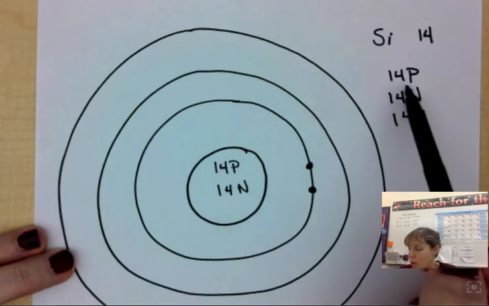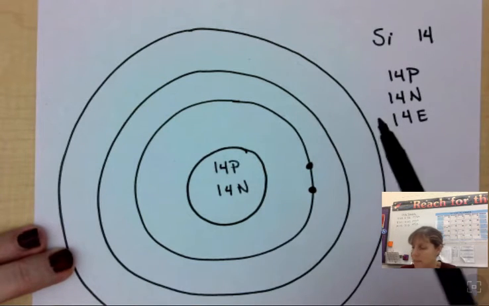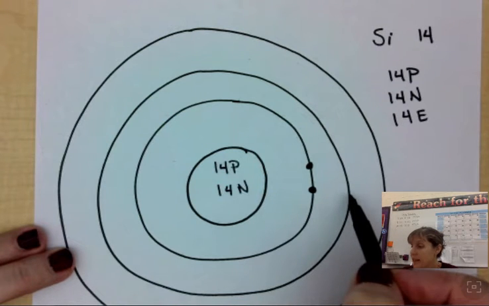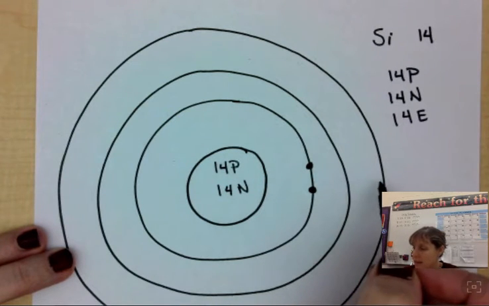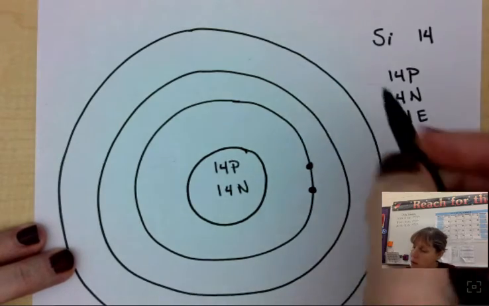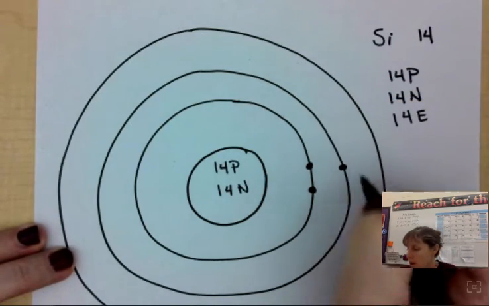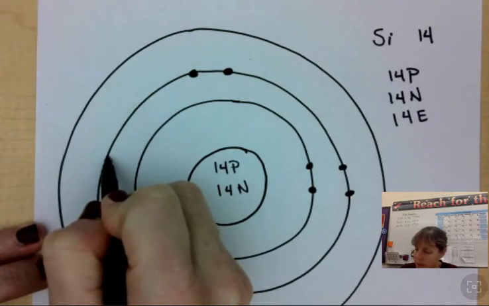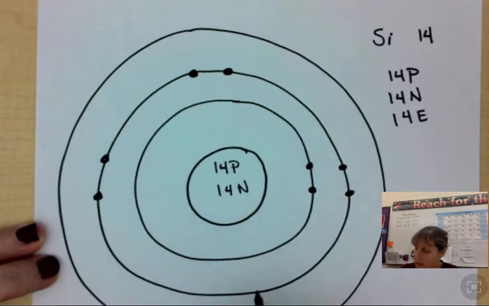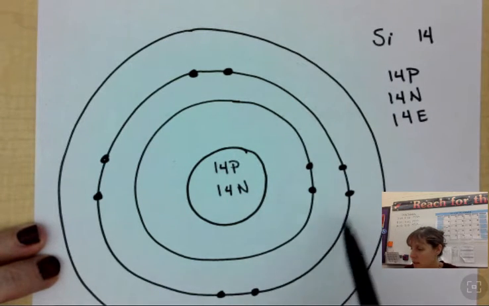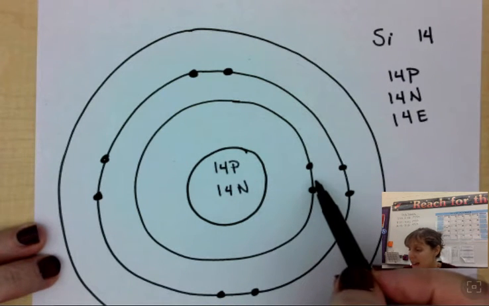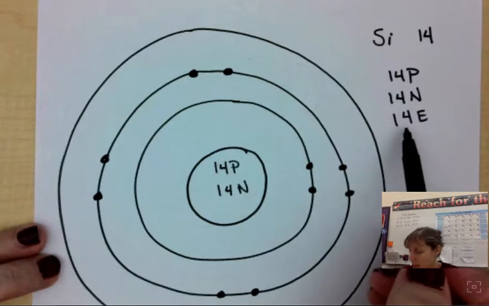But we have to get to a total of 14. Here's where your math comes in. How many can the next shell hold? Our next level can hold 8. Remember, 2, 8, 8. Okay? So let's put 8 here. 1, 2, 3, 4, 5, 6, 7, 8. Okay, that one's full. So 8 electrons are here. 2 electrons are here. So we have a total of 10 electrons so far. We have to get to 14.